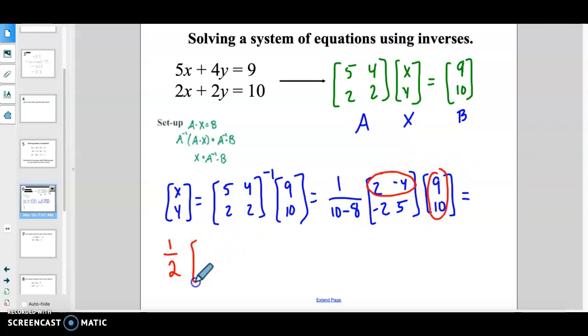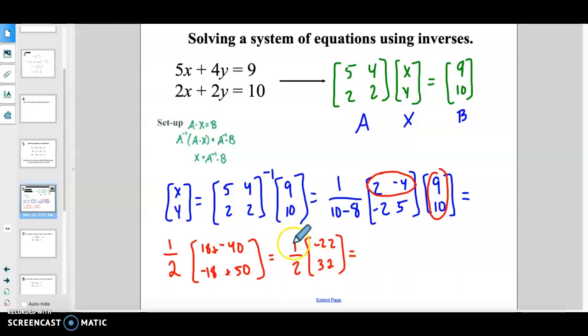That'll give us 18 plus -40. And then there are no more columns, so we switch to the next row times column: -18 plus 50. We still have that 1/2 in the front. When I add those all together, I get -22 and 32. Be careful with your mental math. I did this wrong the first time I did it.